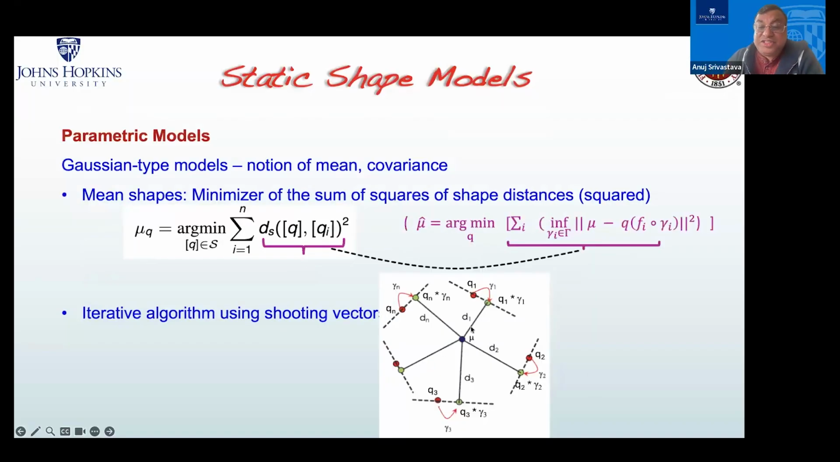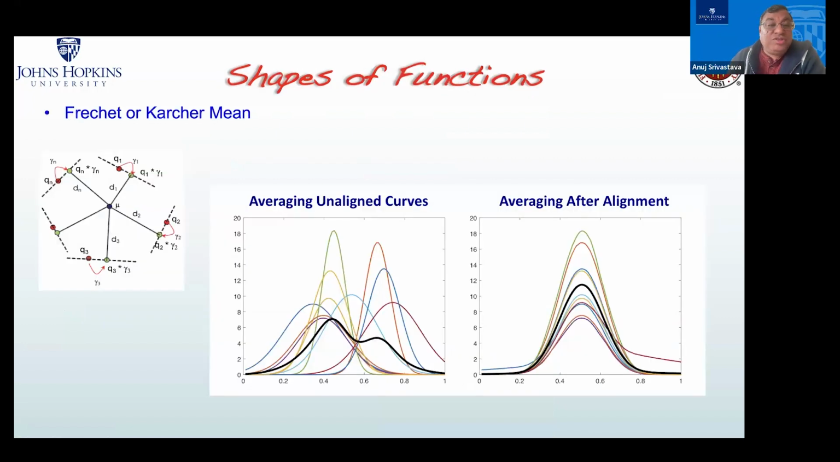There's an iterative algorithm: you have a current estimate of the mean, you align and register the individual shapes in their orbits to the current mean, and then you update the mean. And you keep going back and forth. People have studied how good this algorithm is, local convergence, global convergence, and so on. I'll just show you some examples.